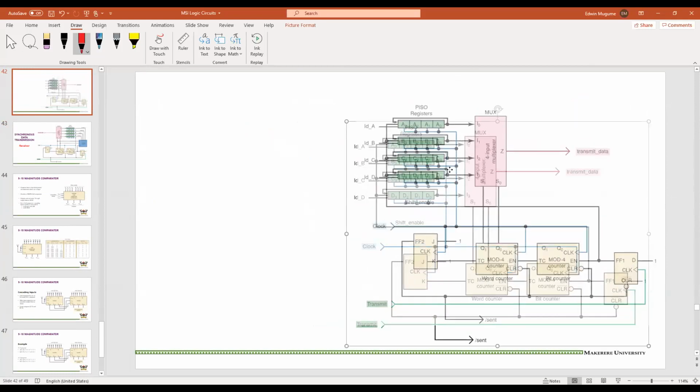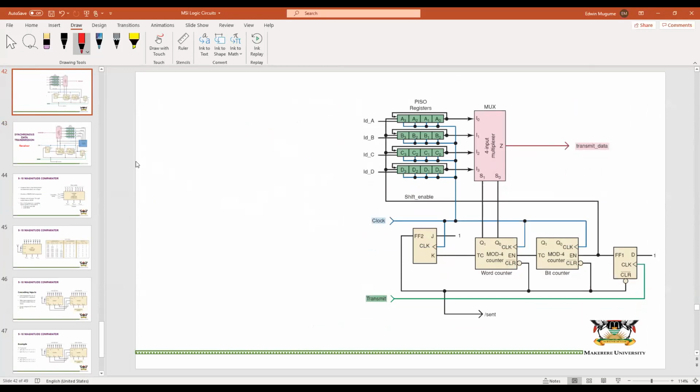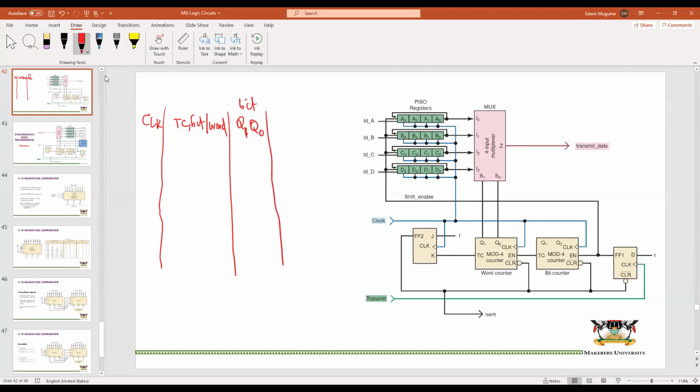Okay, so we are going to have the clock. We can see TC of the bit counter and of the word counter. So we will look at both of them. We can see Q1, Q0. This is for the bit counter. Then Q1, Q0 of the word counter.